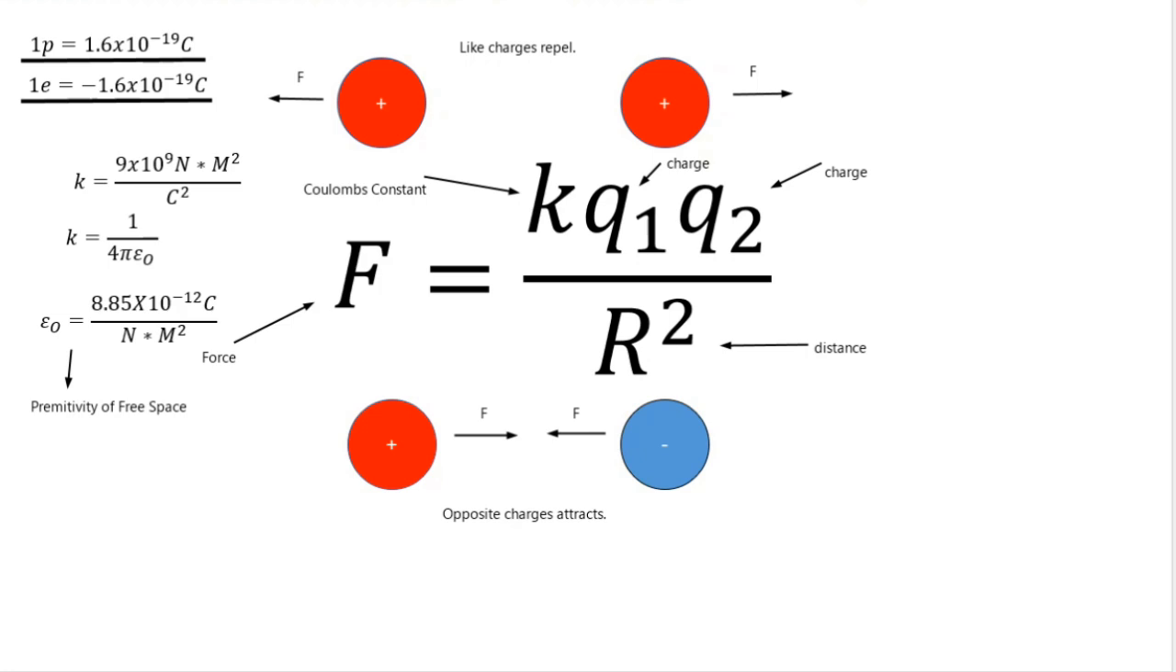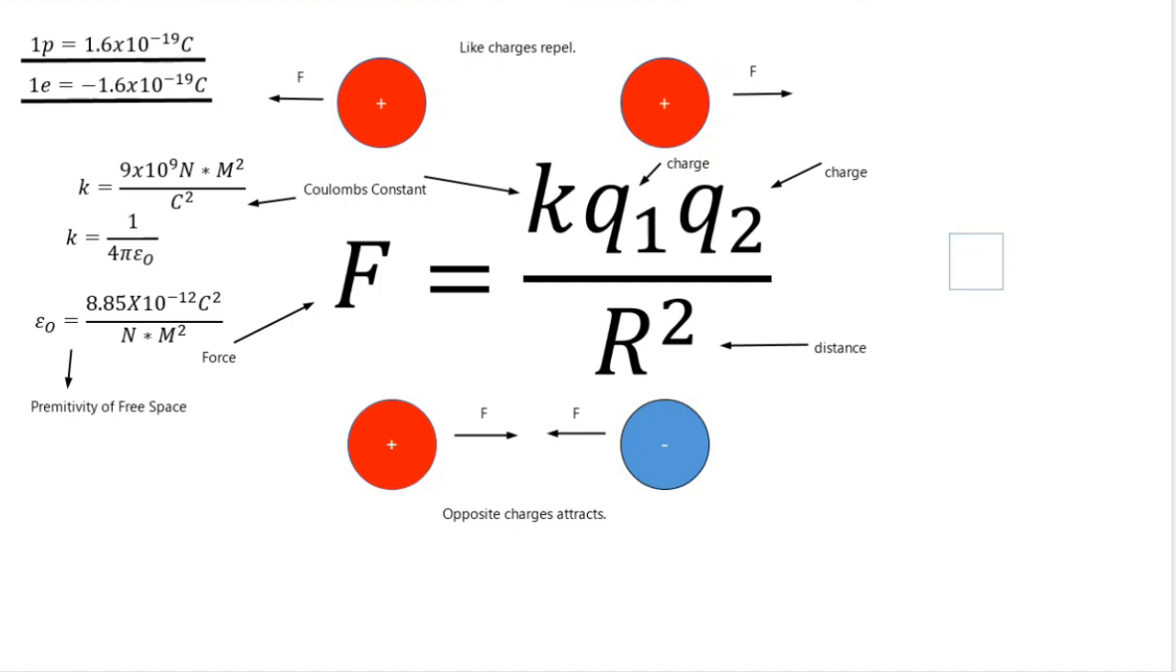If we plug the permittivity of free space into that equation, we will get this. Coulomb's constant is equal to 9 times 10 raised to the 9 newtons multiplied by square meters, all over coulombs squared. So this is Coulomb's law. Here, I'm going to put an arrow.